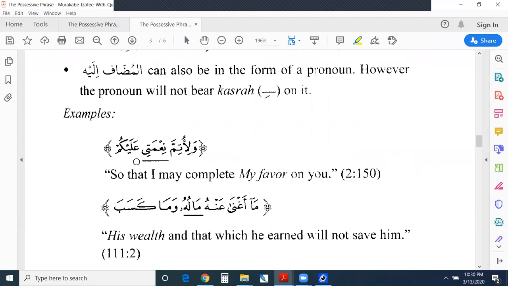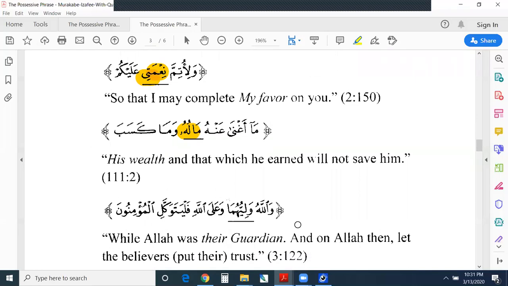Wa li utimma ni'mati alaykum. Ni'mati, there is a zamir here. You don't see that. Ni'mati is my favor. We haven't studied zamir yet, but here you only see one underlined word, because the zamir in ni'mati, my favor, is the mudaf ilay. Nima is mudaf, and in ni'mati the ya here is mudaf ilay. Ma agna anhu maluhu wa ma kasab. So maluhu is also mudaf ilay. Wallahu waliyyuhuma wa alallahi falyatawakkalil mu'minun.